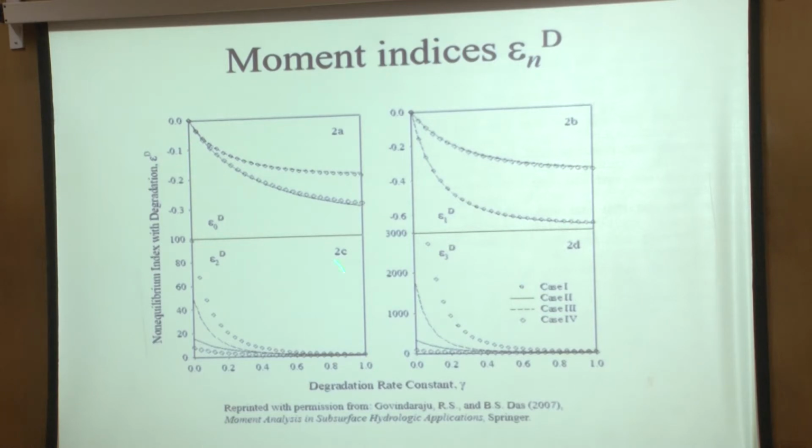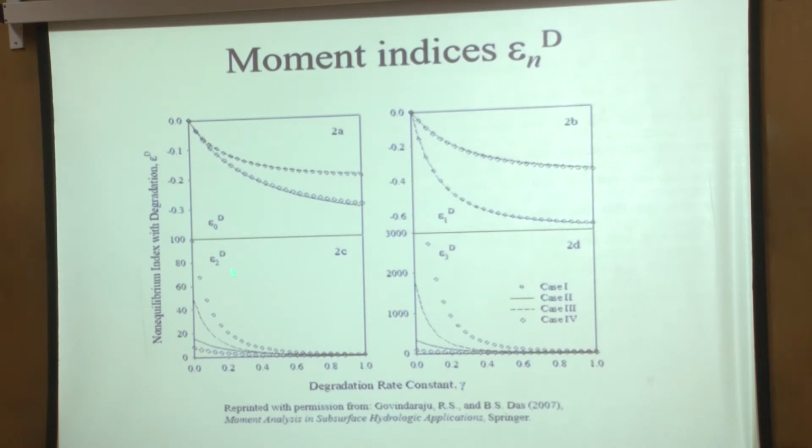But as the degradation rate constant increases, typically this departure from 0, this difference, will change in all the graphs. If you look at the 0th moment and the first moment, you will see how it is departing from equilibrium. For the 0th and first moment, two of the cases are almost on top of each other, which means that if I am only looking at the 0th and first moment, I cannot differentiate amongst the two relatively in how they are affected by non-equilibrium.